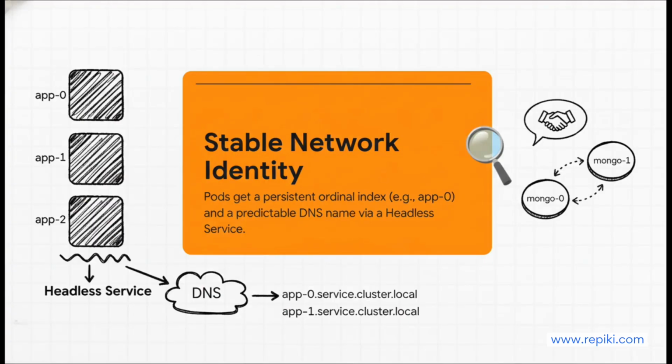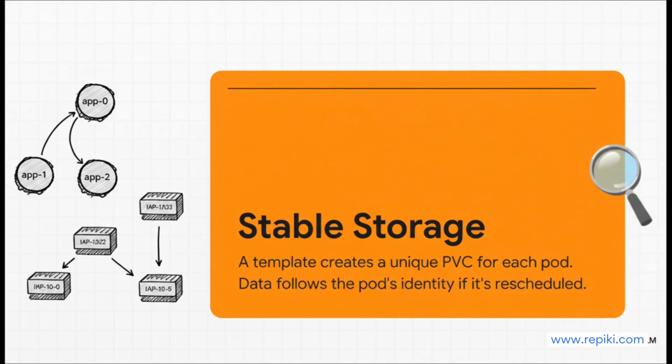Okay, promise number one is a stable network identity. Unlike a deployment, which gives pods these random, disposable names, a stateful set assigns a persistent, ordered name like app-0, app-1, and app-2. This gets paired with a special headless service, which is cool because, unlike a regular service, it doesn't load balance. Instead, it gives each and every pod its own unique, predictable DNS address. This is absolutely crucial for clustered systems, where Mongo-0 has to be able to reliably find and talk to Mongo-1.